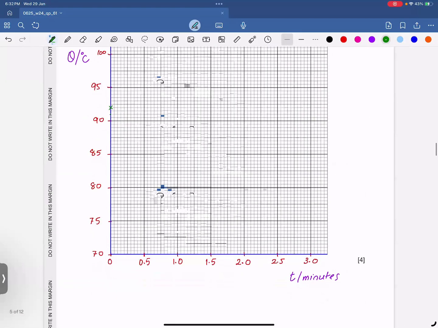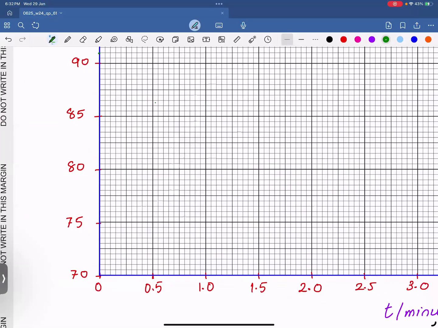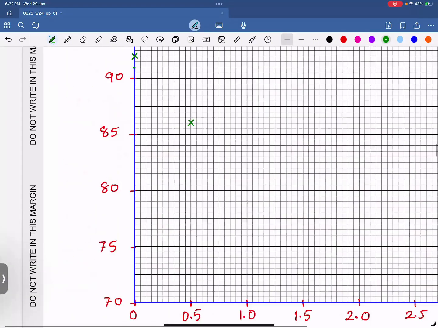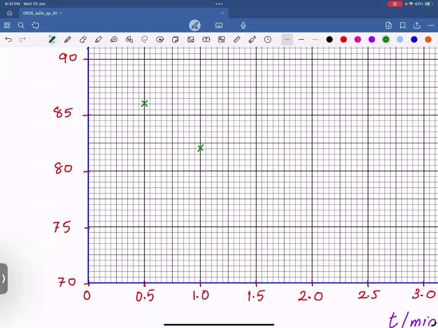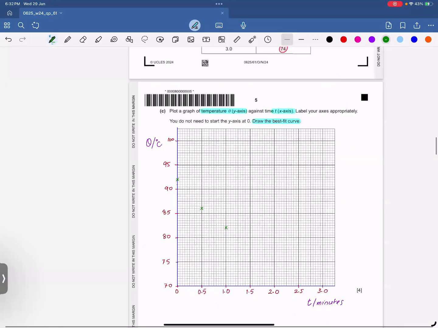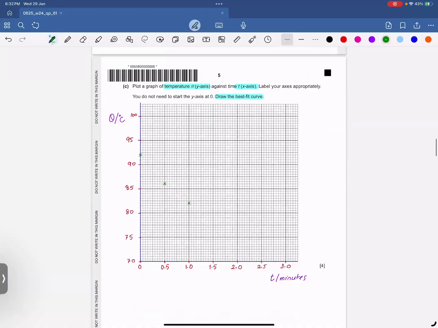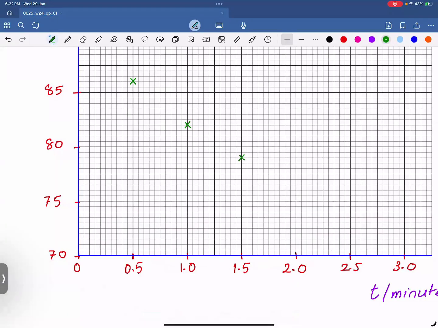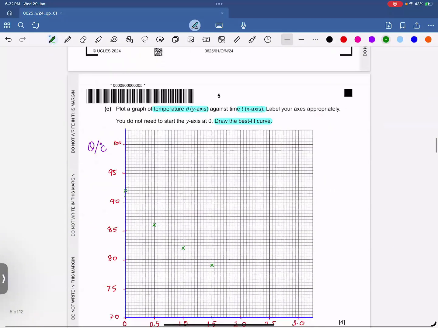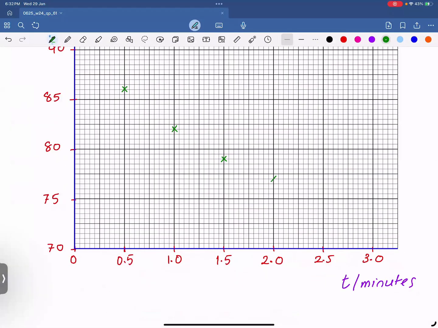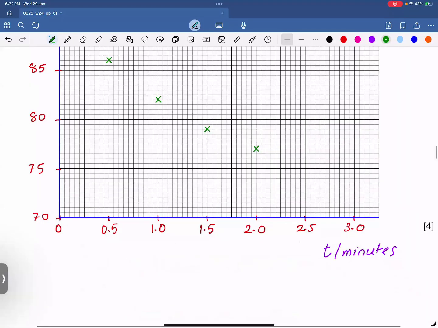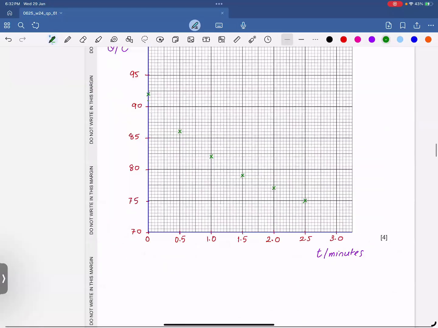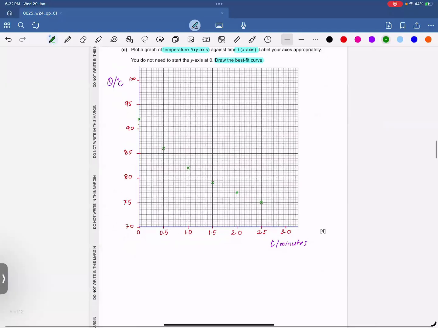The next one is 0.5, 86. 0.5, 80, 85, 86. This one is 86, you can see. 2 divisions above 80, it is 86. 1 is 82. That's 82, okay? 1.5 is 79. Here is 79. 2 is 77. 2.5 is 75. Exactly here. And finally, the last point is 74 at 3.